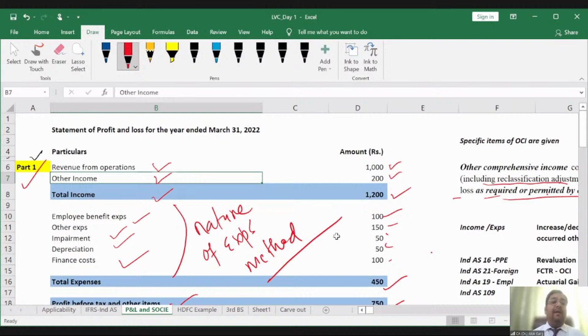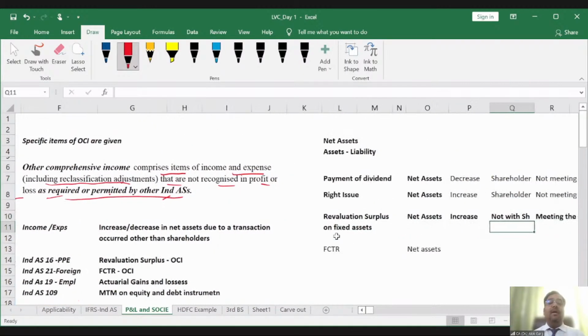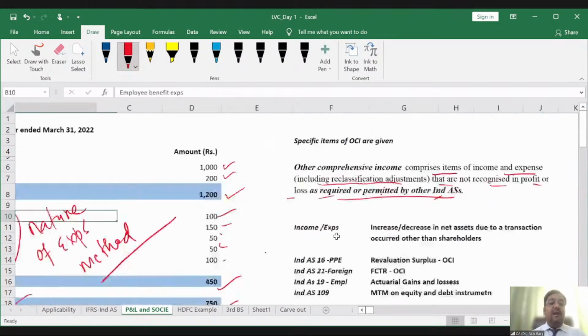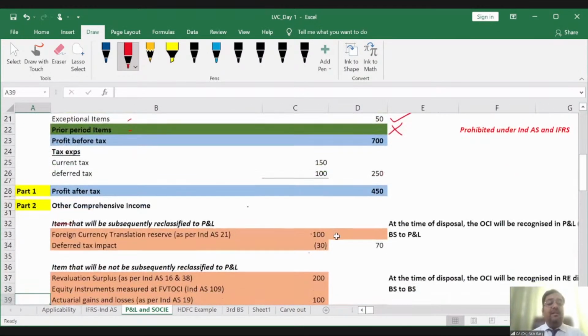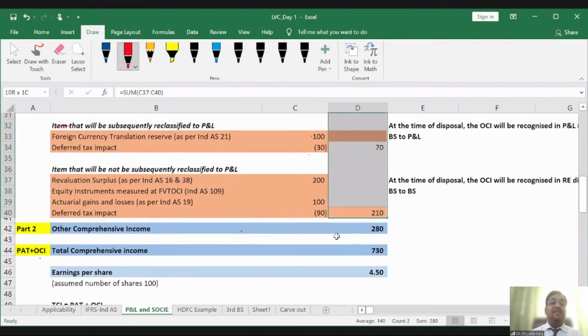So that is why Ind AS 16 says that if there is a revaluation surplus, it has to go to other comprehensive income. Other comprehensive income is like a dustbin category, like a reserve category. And that is why earnings per share is required to be calculated only on the profit after tax, not on the total comprehensive income, not on the other comprehensive income. The dividend cannot be distributed on such notional reserves.